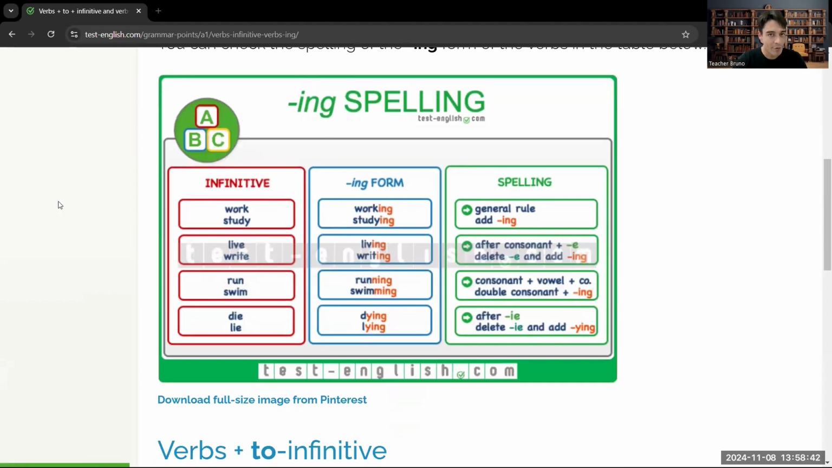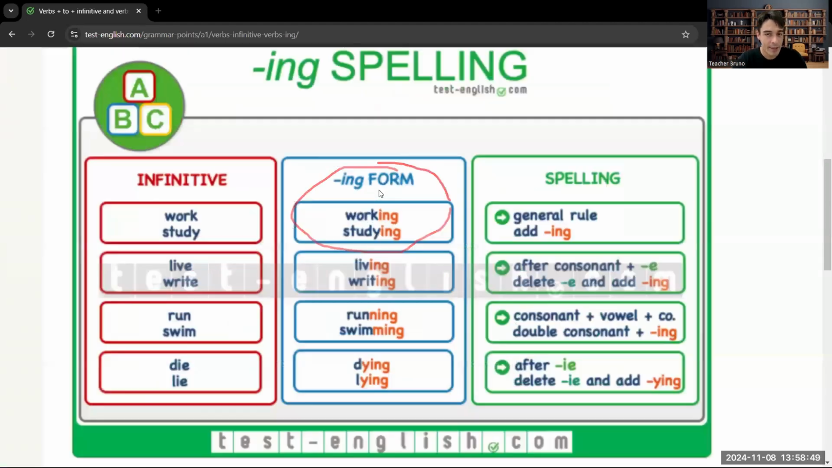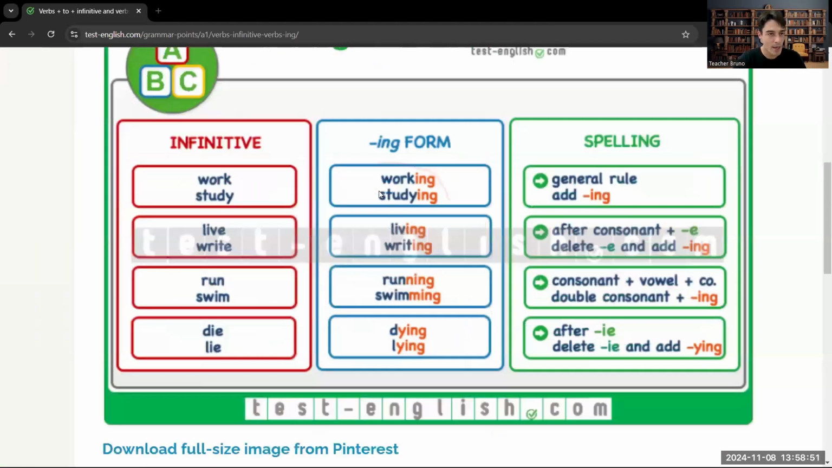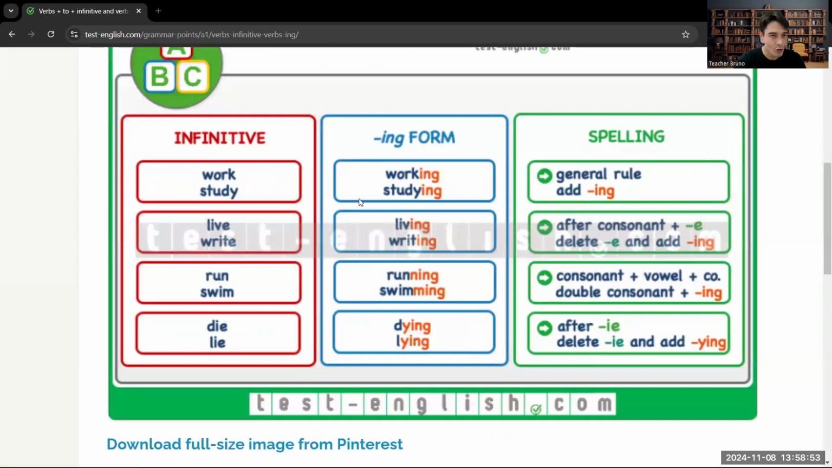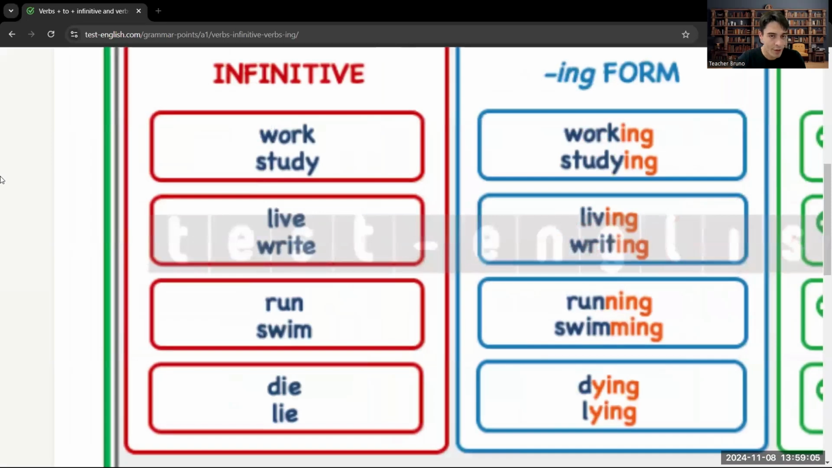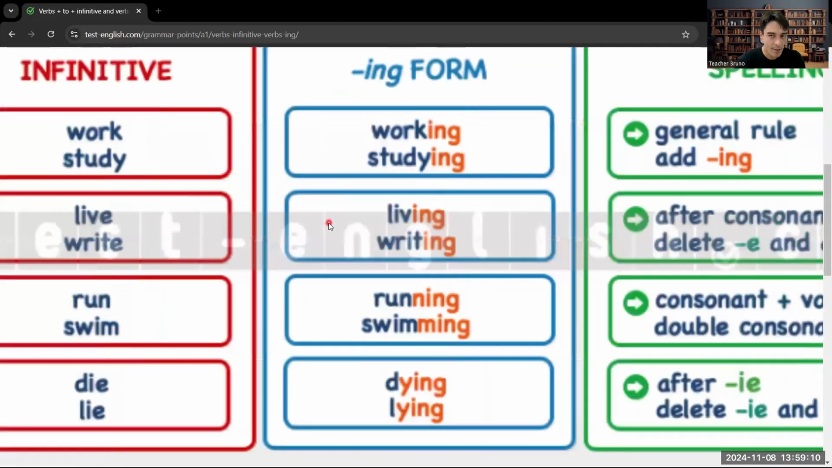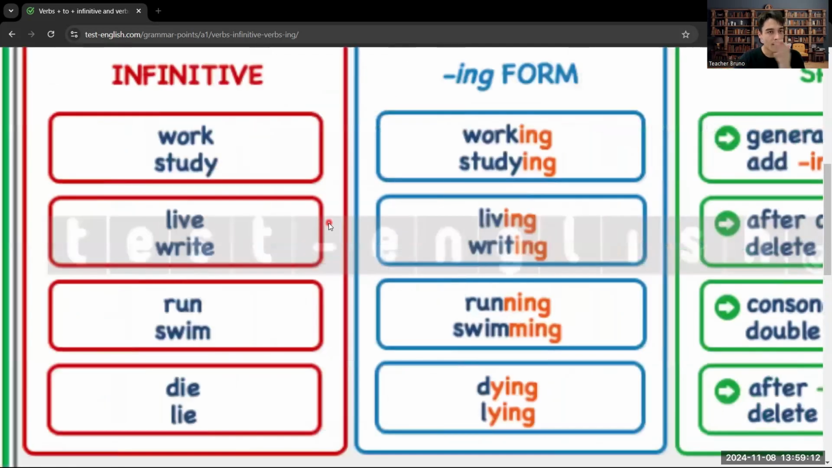There are some spelling variations that we must consider. The general rule is simply add ing to it. So working, studying, playing, going, that's the general rule. But in some specific cases, for example, live and write, after a consonant plus E. So live, there's a consonant over here, the V, and in write, the T, and then the E. In these cases, we cut off the E and we add ing. So living and writing.